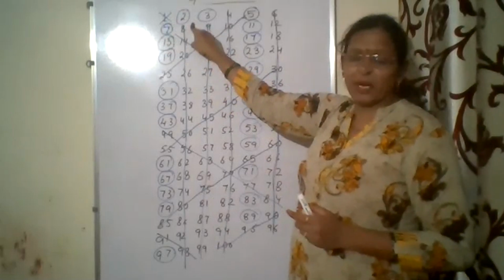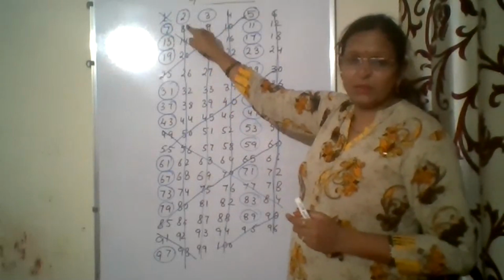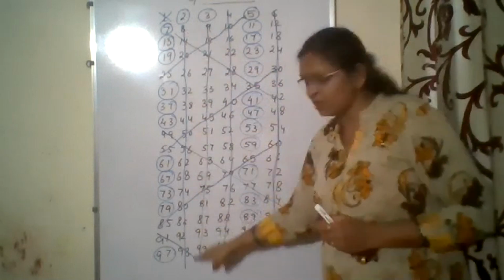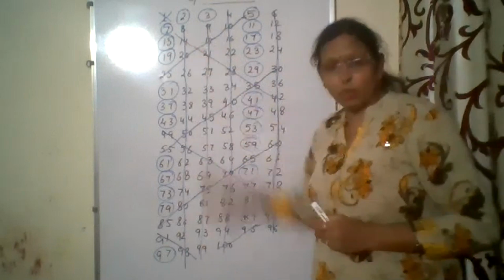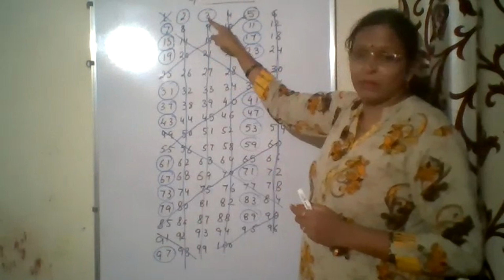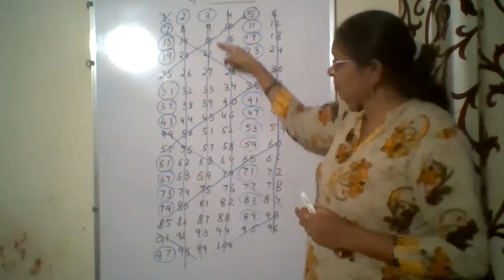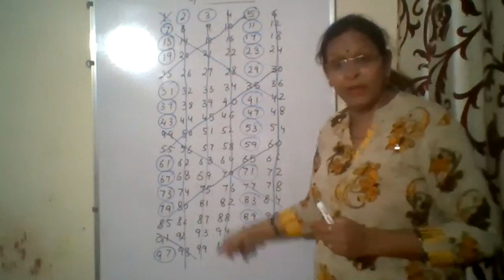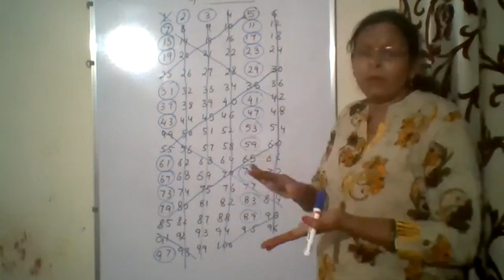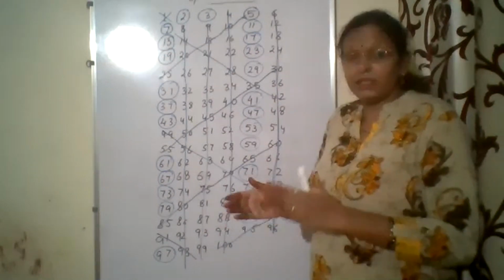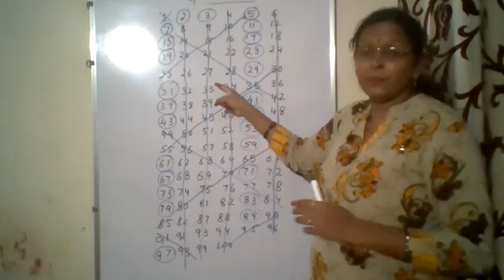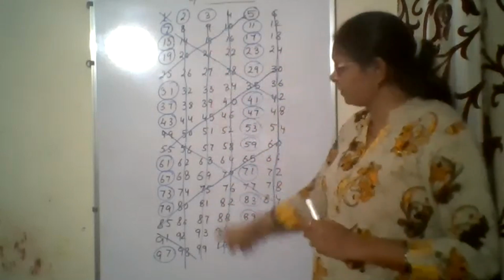Then 2 is a prime number, but all the numbers which are below 2, they all are divisible by 2. So you strike off all those numbers which are coming below 2. But 2 is a prime number, so circle it. Now 3 is also a prime number, circle it. But all the numbers which are coming below 3, they are divisible by 3. So you strike them off. Because if any number is divisible by a number other than 1 and the number itself, then that number is not a prime number. So it is divisible by 3, we strike off.